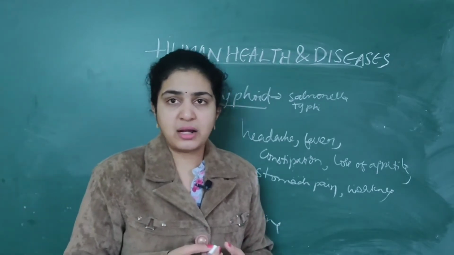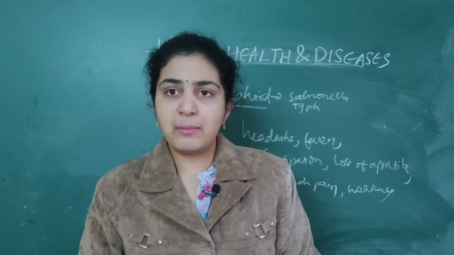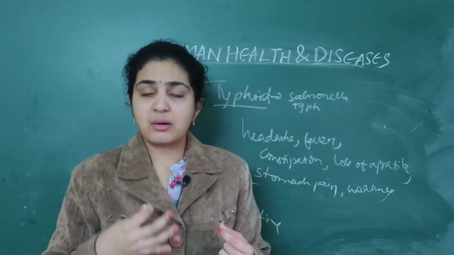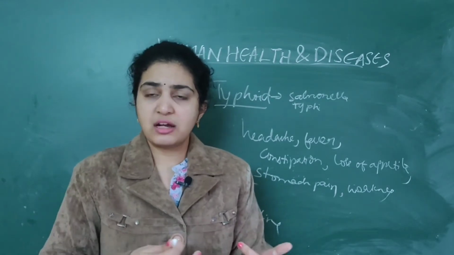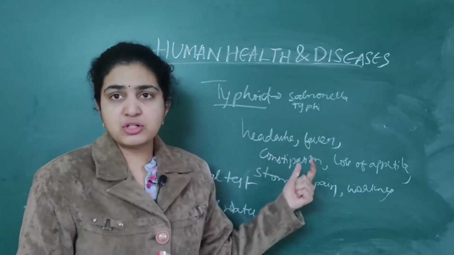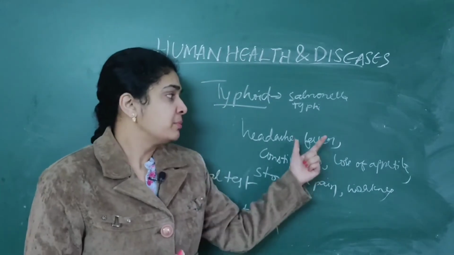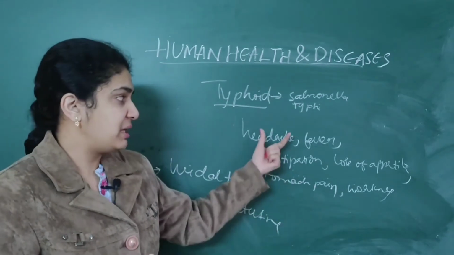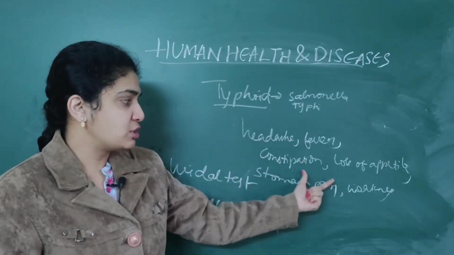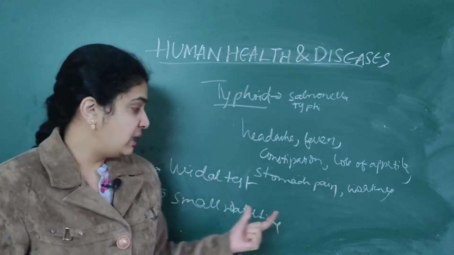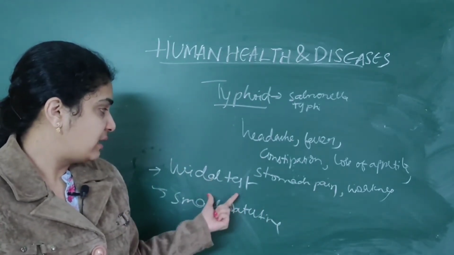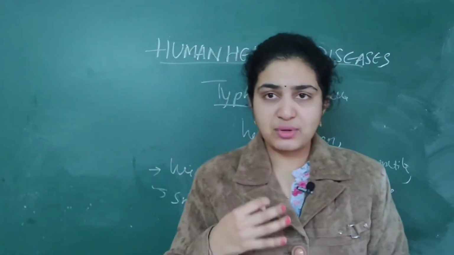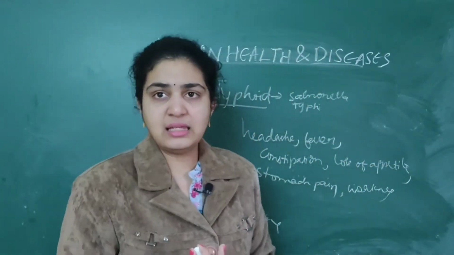How is typhoid spread? It spreads through contaminated food and water. If you consume contaminated food where bacteria are present, such as roadside food and street foods, you will suffer from typhoid. So you should take utmost care to eat in good hygienic places. So, headache, fever, constipation, loss of appetite, stomach pain, weakness, and the Widal test is generally used. Bacteria reside in the small intestine. Intestinal perforation, as well as movement to the brain, is highly fatal.